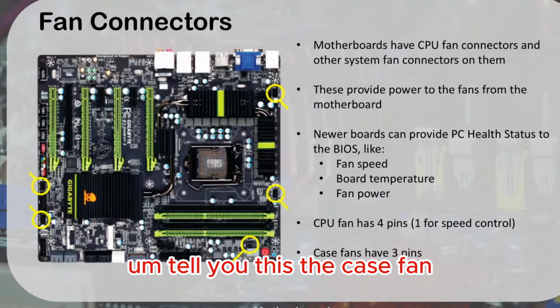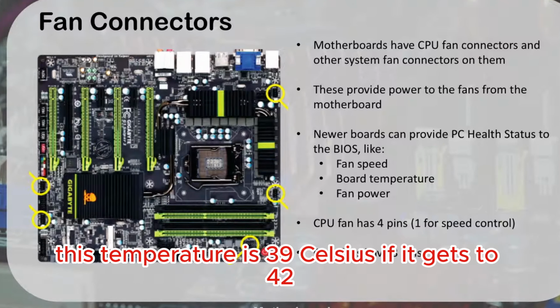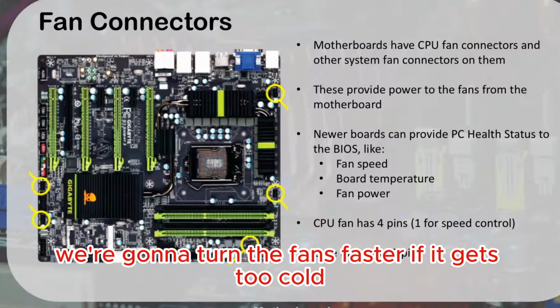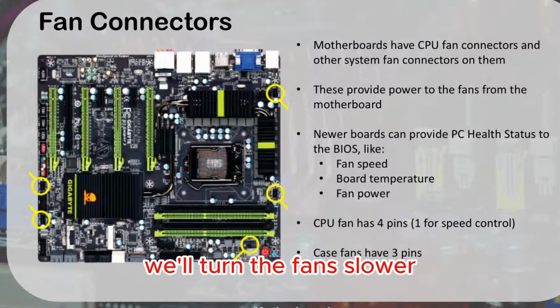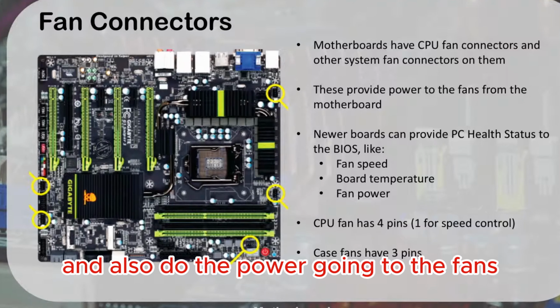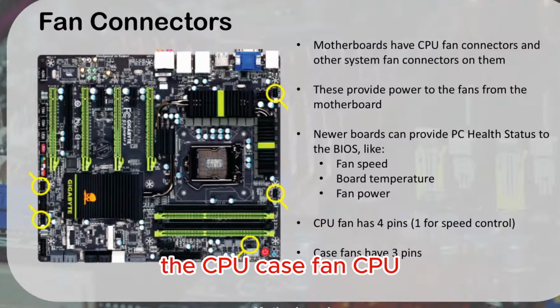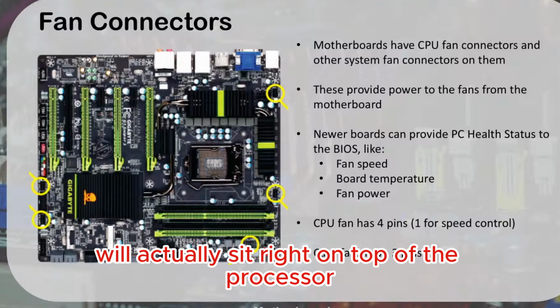The case fan will tell you how hot the motherboard is. So they'll say, oh, this temperature is 39 Celsius. If it gets to 42, we're going to turn the fans faster. If it gets too cold, we'll turn the fans slower, and it'll adjust based on that. It'll also tell you the power going to the fans to make sure that the fans are getting an adequate amount of power.